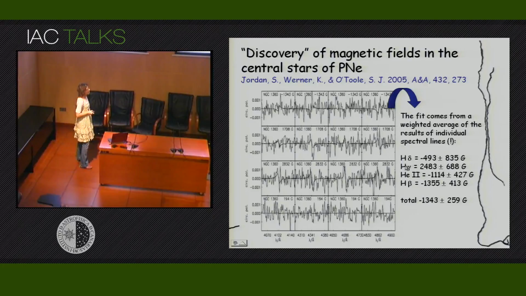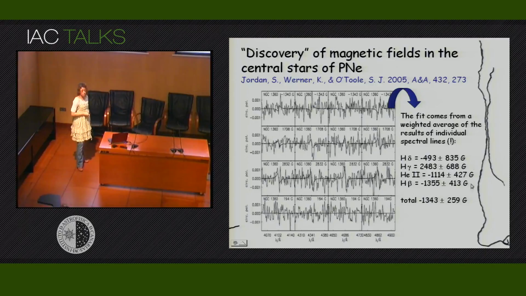Then what they did, as their result, was average all these results for different spectral lines, but they weighted the results using the depth of the lines, which in principle has nothing to do with the sensitivity to the magnetic field, but they did it like this, and they got 1 kilogauss in the central star. And of course they also made an average of the errors. This is the reason why the error is much smaller than the individual errors. Okay.